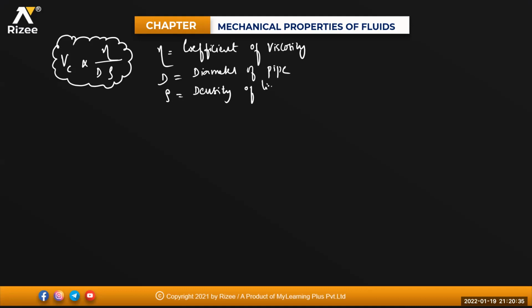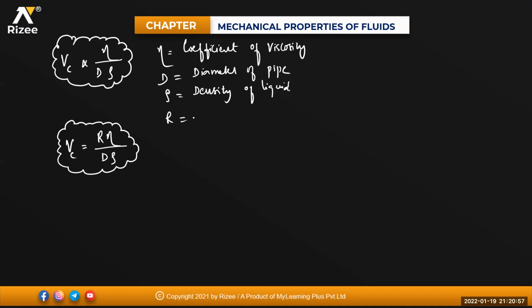Density of your liquid. Clear, beta? Removing the proportionality constant, I can write Vc is equal to some constant R into eta divided by capital D into your rho. So critical velocity is equal to R into eta divided by D into rho, where rho is the density of the liquid. And what is this constant known as, beta?